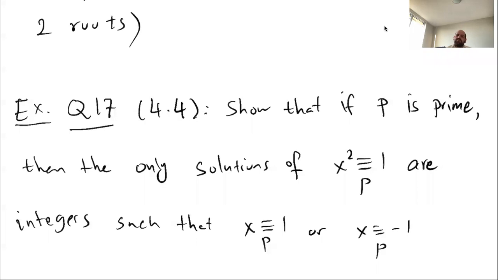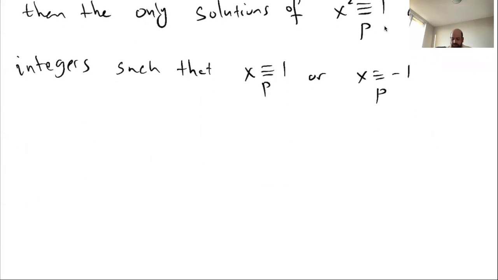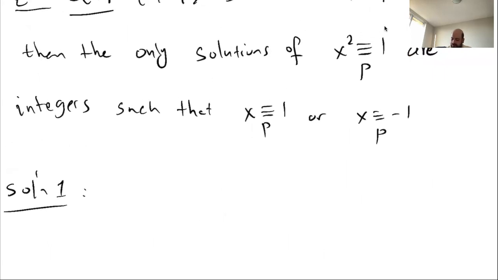Okay, we can solve this question with at least 2 different methods. So let me explain about this. Solution 1: because your book does not mention this Lagrange theorem, we can solve this question without using Lagrange theorem as well. So my first solution is this. What do we want to solve? We want to solve x squared congruent 1 mod P.